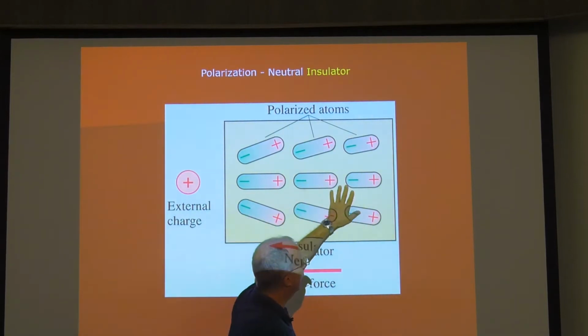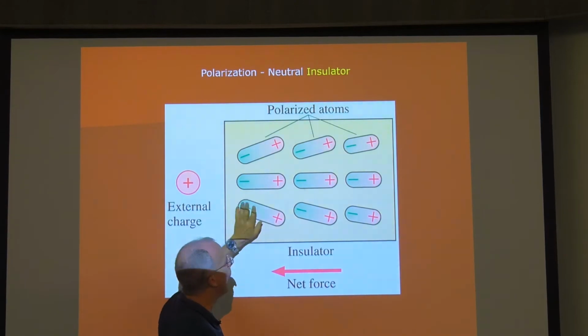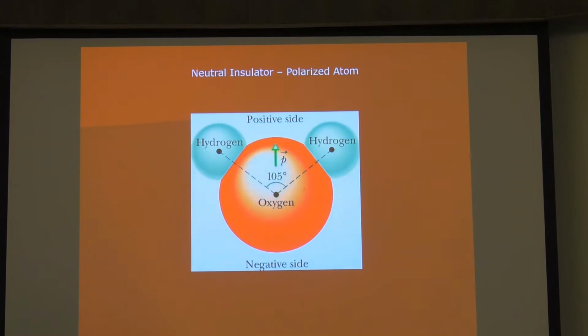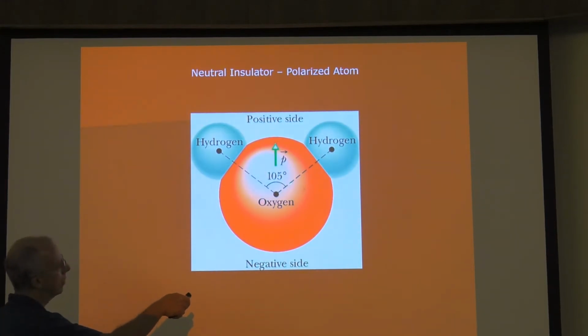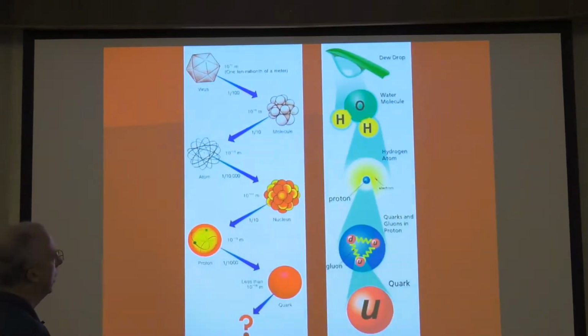most insulators, or many insulators, consist of polarized molecules or atoms. What's that mean? So here's water. Water is a polarized molecule. In chemistry, you learn why this angle is 105 degrees. So look at it. Positive nucleus, positive nucleus, positive nucleus. So this is the positive side. This is the negative side. So this is a polarized atom.